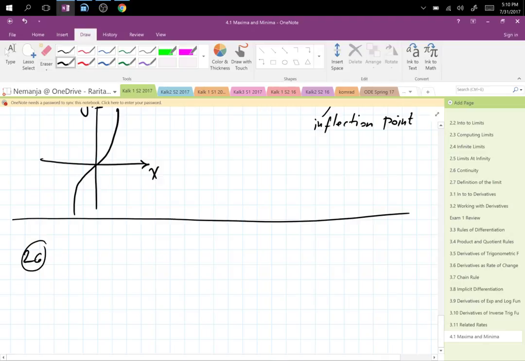So you're supposed to take the derivative. You know what you're supposed to do, right? So f of x is equal to x to the 4th over 4 minus x cubed over 3 minus 2.